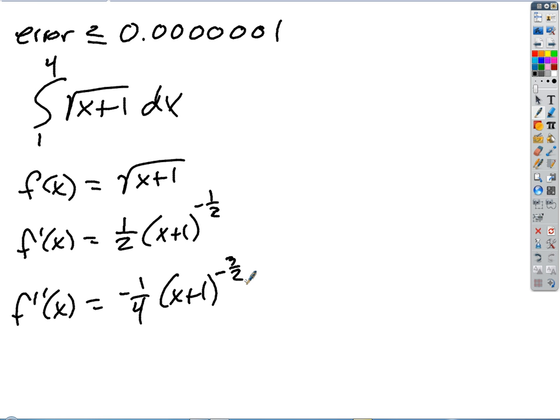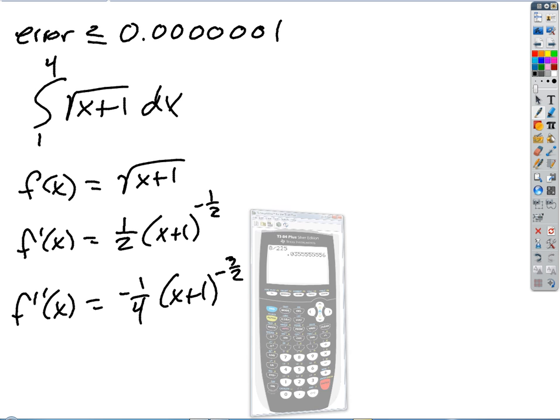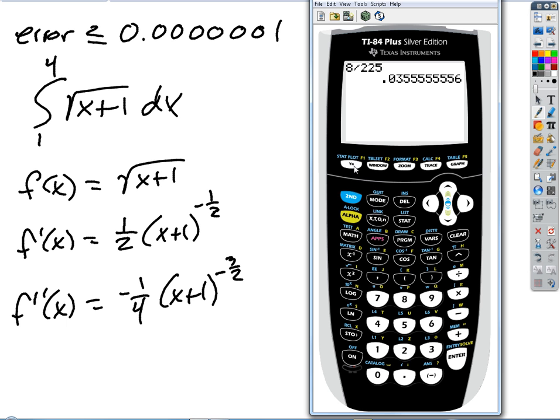Well, let's look at the graph first, and then in hindsight say, how could we have maybe not even needed to graph this thing? You tell me. But first, let's just try this with a calculator. So if I graph this, negative 0.25 times the quantity x plus 1 to the negative 3 halves.